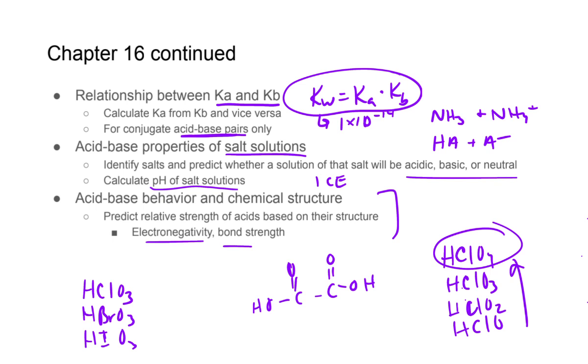Yeah, so if we look at the structure, let's do HClO3, something like that. I didn't draw the Lewis structure right, but these are terminal because there's nothing bonded to them. Okay. Other questions?